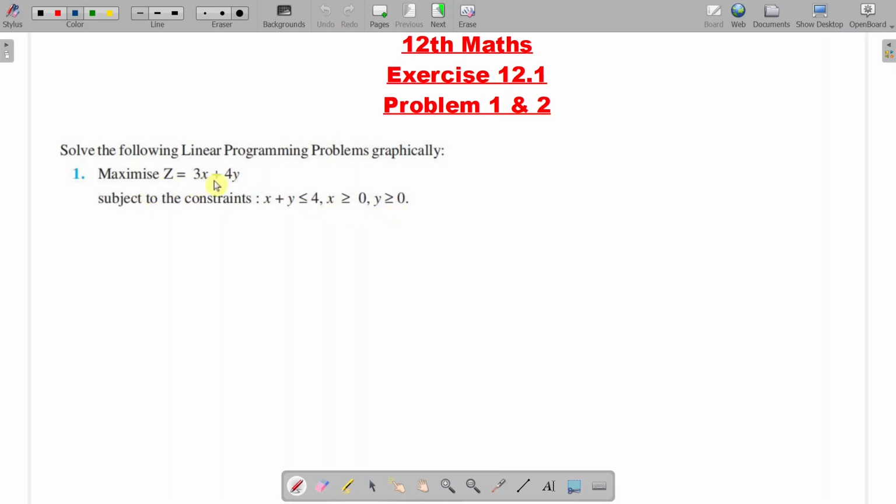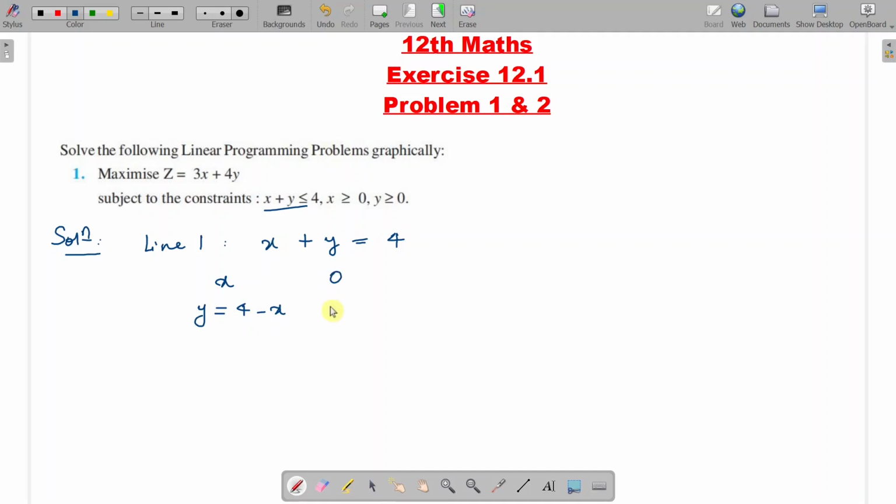So we have to maximize this objective function subject to these conditions. Let us start solving the problem. Solution. Now we will take the first line, which is nothing but the line corresponding to this inequality. So line 1 will be x plus y equal to 4, right? So we will take x and y, which will be equal to 4 minus x.